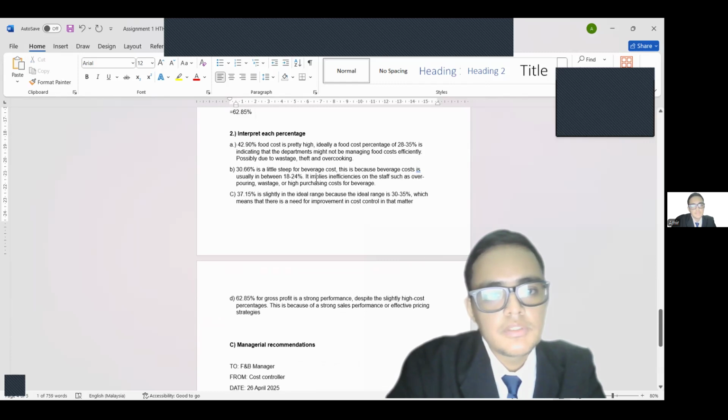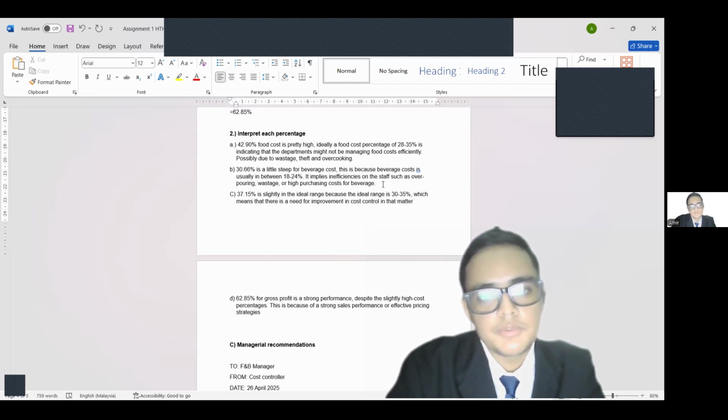62.85%. So to interpret each percentage, 42% is pretty high because the standard of the industry is 28 to 35% cost. And this is indicating that the department might not be managing the food cost efficiently, possibly due to wastage, theft, and overcooking.